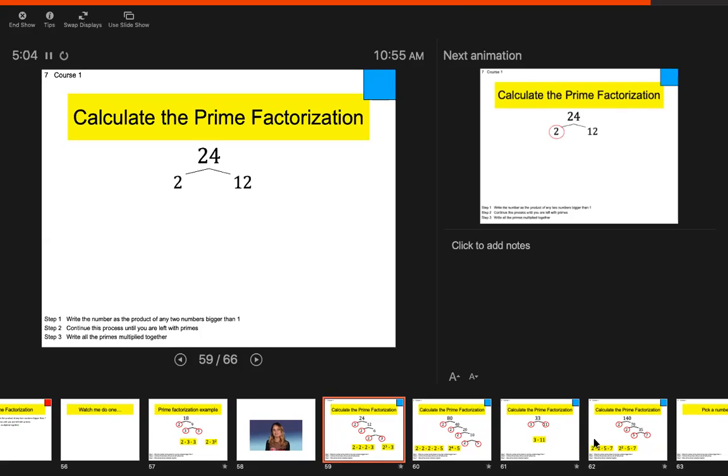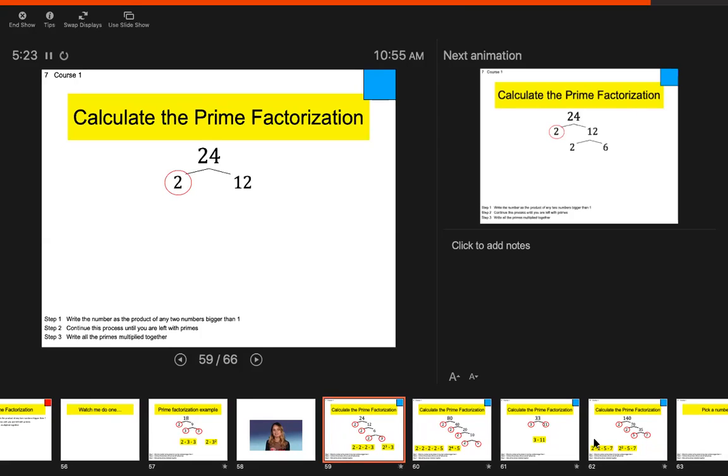Wait, so you said this would work for any number above 2? Yeah, sure will. 3 is prime, though, so it's easy. 1 times 3, so just 3. All right, because remember, it said that it can be written as that. All right, 2 times 12, because I'm lazy.